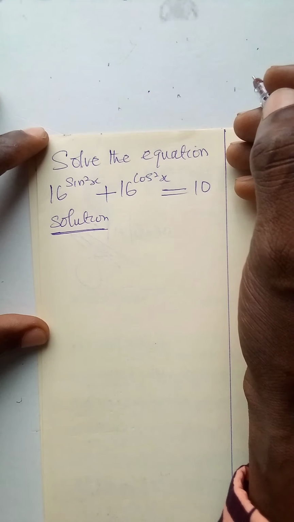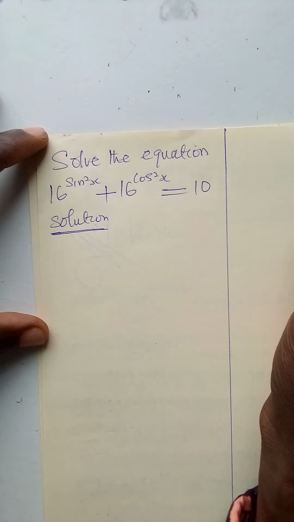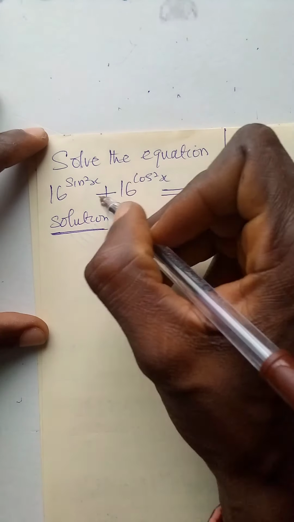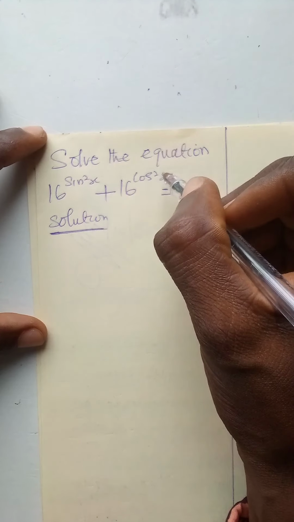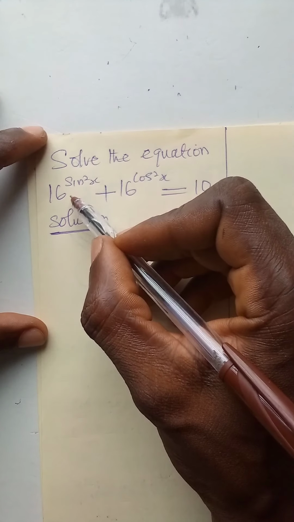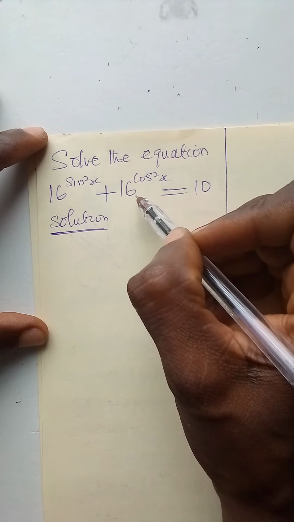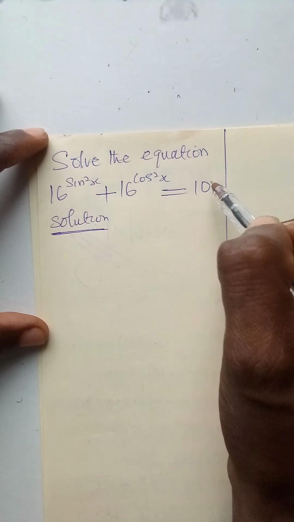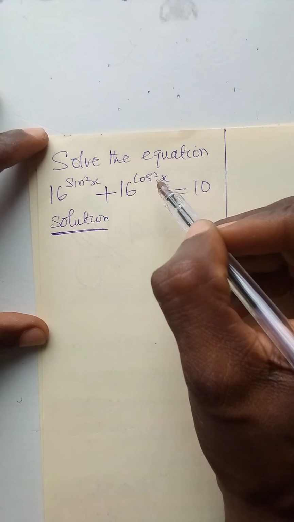Welcome to my channel. In this video, we have a fine combination of both exponential and trigonometric functions giving us an equation. We are to solve 16 to power sine squared x plus 16 to power cos squared x is equal to 10. How do we go about this?